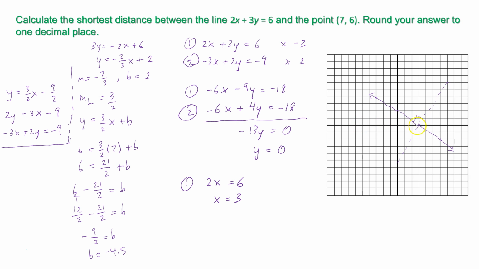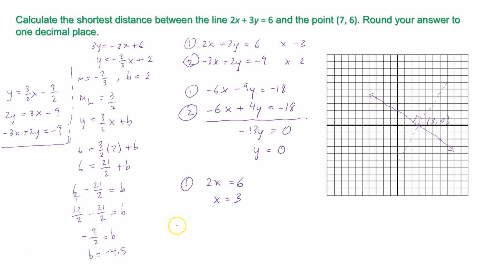And that's sort of correct, or it actually is correct. If we look at this sketch, it does appear that this line intersects at 3 and 0. So 3 and 0 is the point of intersection. So now that I have the point of intersection, and I still have the point that was given to me, 7 and 6, I can now find the distance between these 2 points.